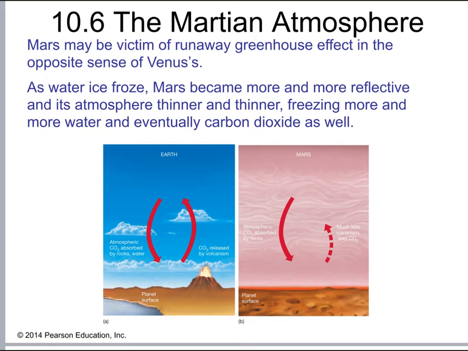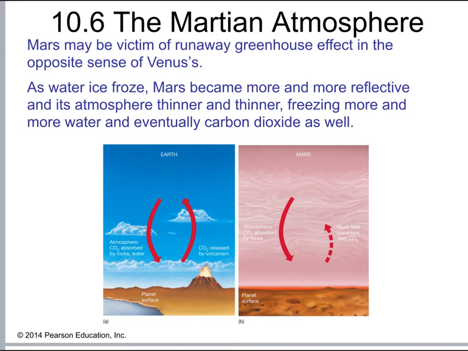Okay, so we have talked about the greenhouse effect on Earth and how that warms the surface of the Earth, and how as we put more carbon dioxide into our atmosphere, that's causing global warming. We've talked about how this effect has gone haywire on Venus and caused tremendous heating of the surface of Venus.